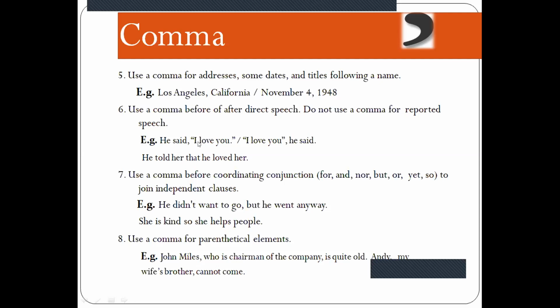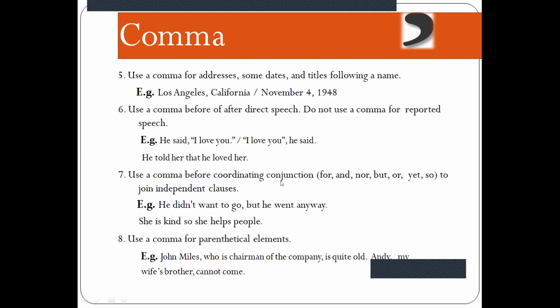But remember, this is a capital I, because the pronoun I is always capitalized. He told her that he loved her. This is the reported speech. This is the direct speech. This is the direct speech, and this is the reported speech. So make sure that you learn how to use a comma.